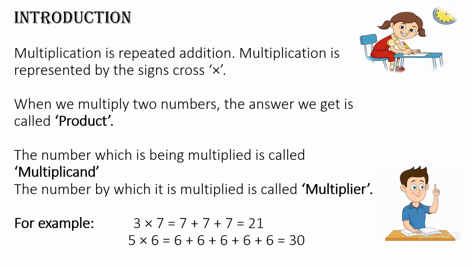For example, 3 into 7. Yes, 3 into 7 is 21. I know, it is simple. We have learnt it. But what does it actually mean? 3 times 7 means I am adding 7 three times. 7 plus 7 plus 7 gives me 21. Similarly, 5 into 6 or 5 times 6 means I am adding 6 five times. That gives me 30.